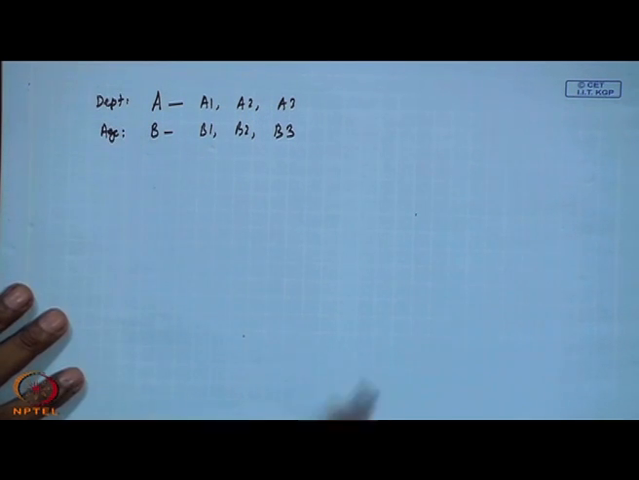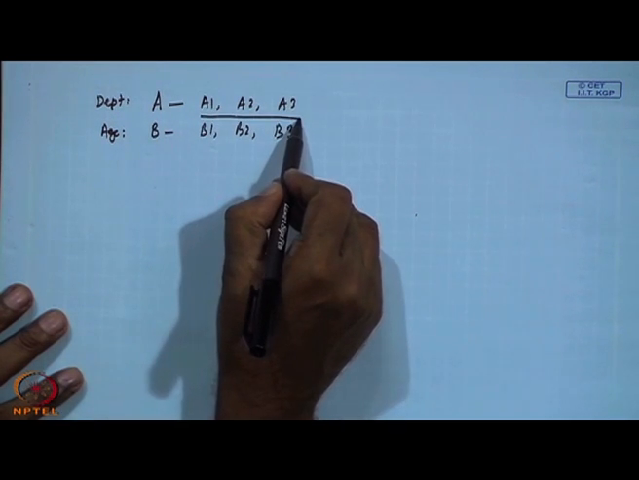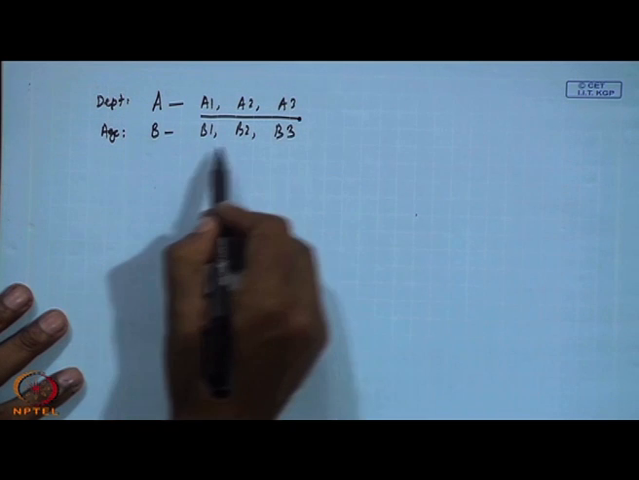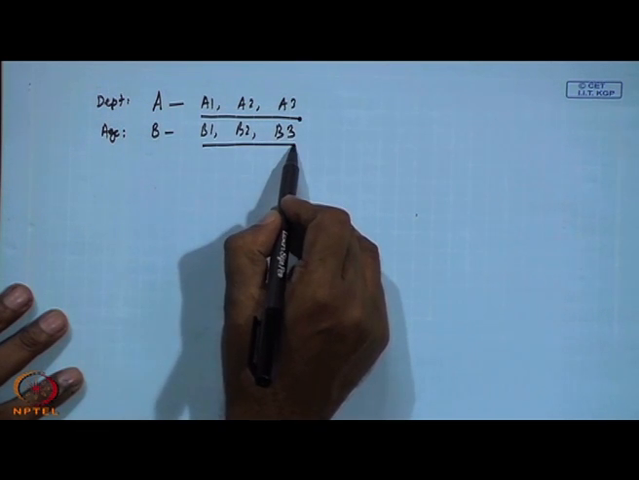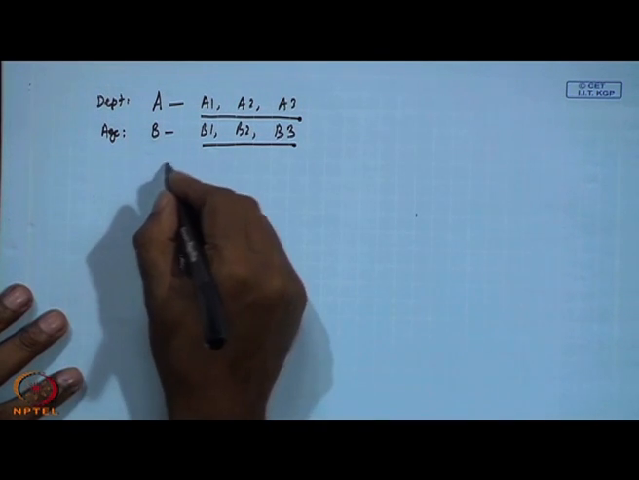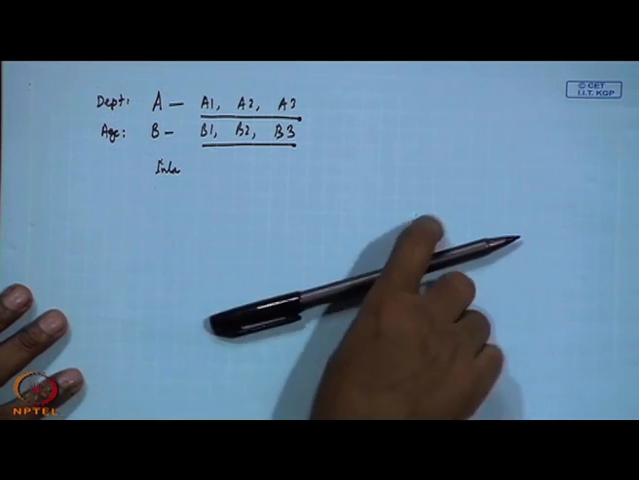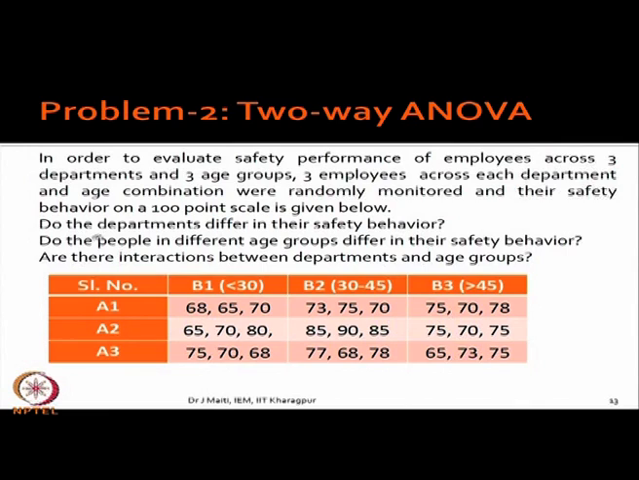What do we want to say? We are trying to establish: is there a difference across departments in safety behavior? Is there a difference between age groups? Is there interaction between age and department? Interactions between age and department, that is clearly written here. Do the departments differ in their safety behavior? That is our first question. Do the people in different age groups differ in their safety behavior? Are there interactions between the department and age groups in terms of safety behavior?